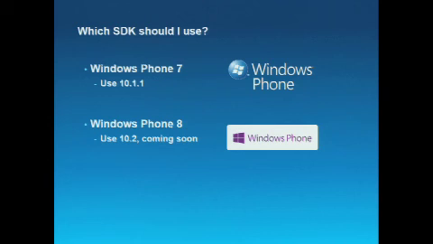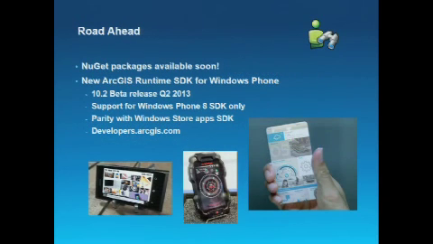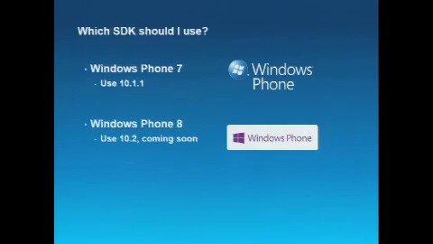That's why, so for Windows Phone 8, use 10.2, right? It's the only thing that's going to work. On the previous slide, see that second bullet? New ArcGIS Runtime SDK for Windows Phone, 10.2 beta release, coming out. Supports Windows Phone 8 SDK only. So we're only supporting Windows Phone 8 at this point, only Windows Phone 8 devices, basically. Something to keep in mind.